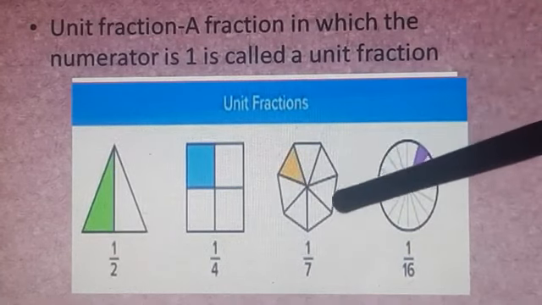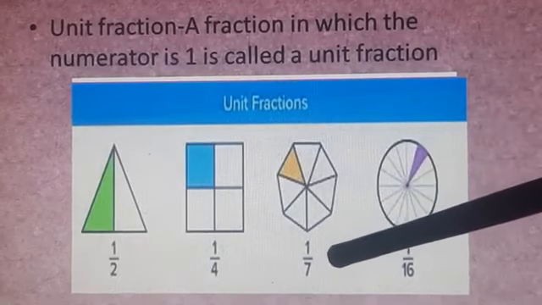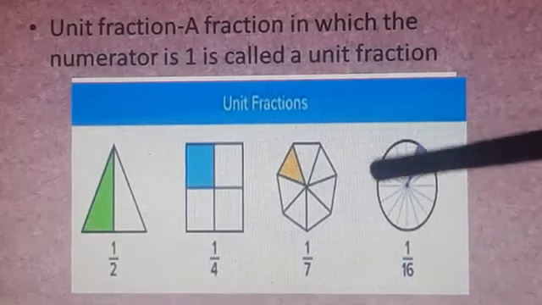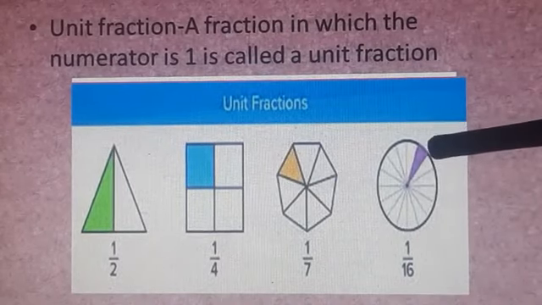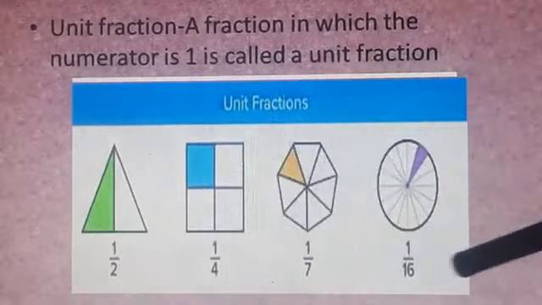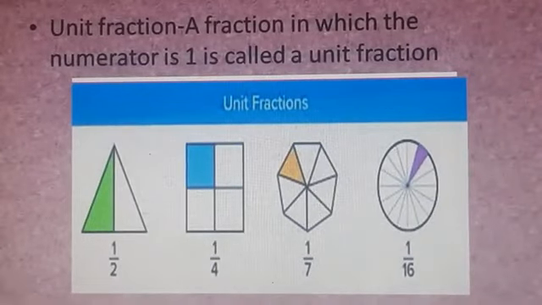Now this figure is divided into 7 equal parts. 1, 2, 3, 4, 5, 6, 7. And 1 part is shaded. So the fraction is 1 upon 7. Now the figure is divided into 16 equal parts and 1 part is shaded. So the fraction is 1 upon 16. So these are all unit fractions. 1 upon 2, 1 upon 4, 1 upon 7, 1 upon 16.